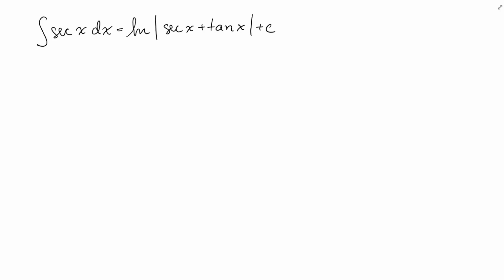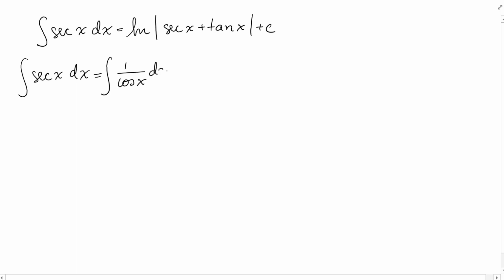In this video, we'll prove that the integral of secant of x dx is equal to ln of absolute value of secant of x plus tangent of x plus c. Let's begin by rewriting the integral again. So, integral of secant of x dx. The definition of secant of x is 1 over cosine of x.